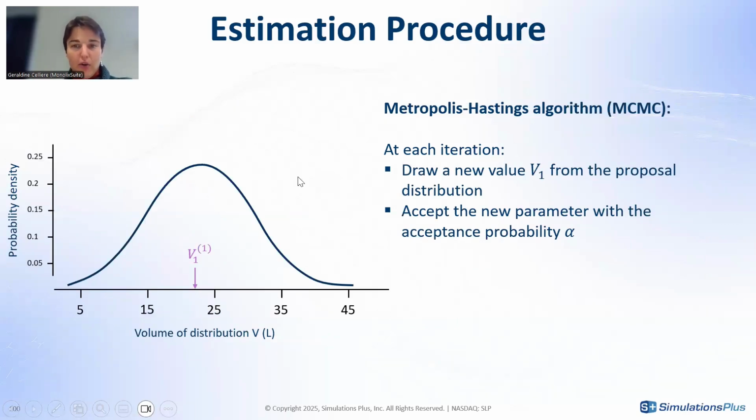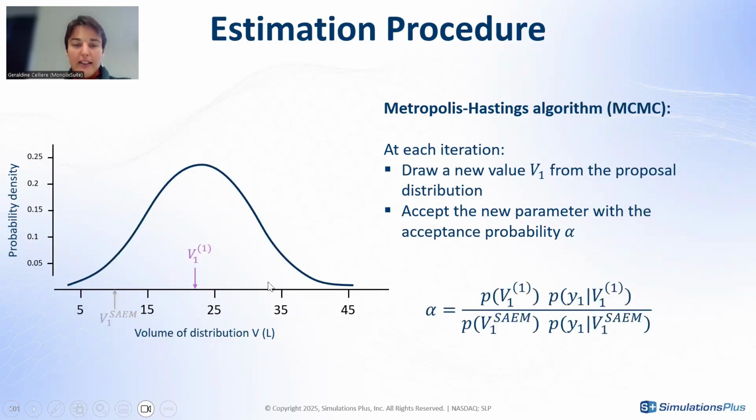So if we look at a concrete example, that's my population distribution, and let's assume that my first candidate proposed by MCMC is somewhere here. I will decide if I accept this new value based on this acceptance probability. And that's actually the conditional distribution I would like to get at the end, but that I don't know for the moment.